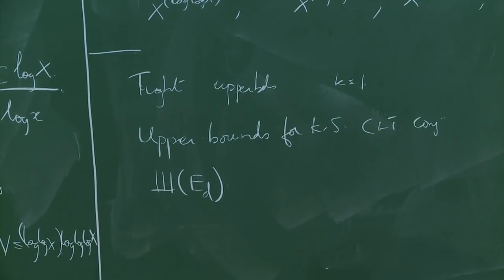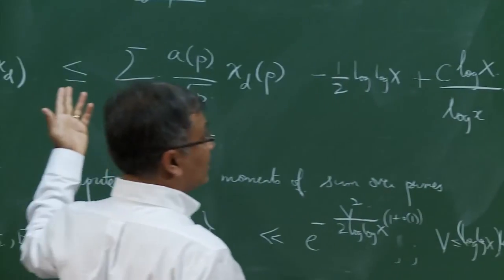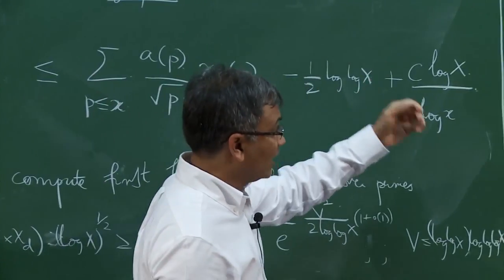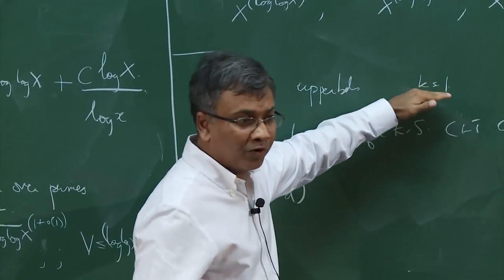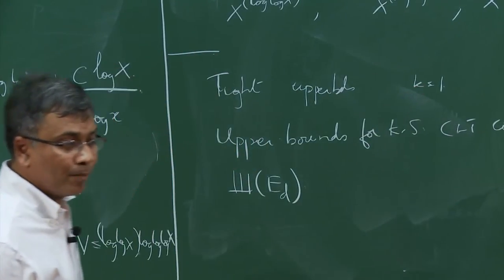And then the other result, which I didn't say very much about, was that on GRH, we have the right upper bound now for all values of k by work of Harper refining my work.